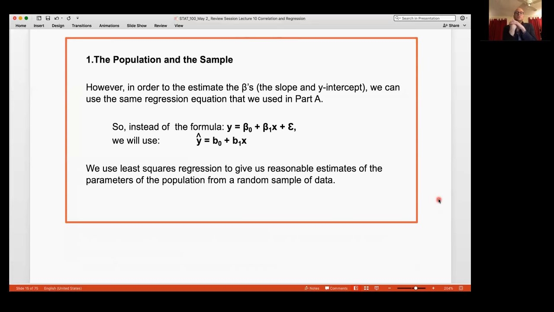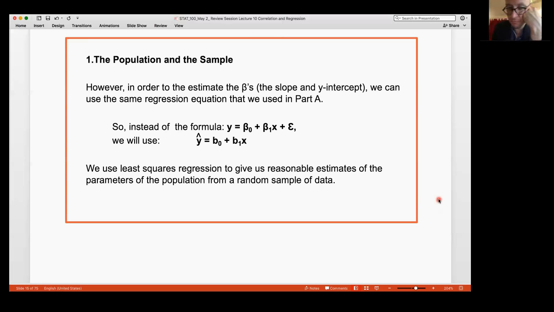So to estimate the betas, or the slope and the y-intercept, we can use the same regression line that we first printed in part A. So instead of this formula, y equals beta naught plus beta one of x plus epsilon, we're going to use y hat equals b naught plus b one of x. We use the y hat to emphasize that it is estimated, and that we don't get the true value. And we use least squares regression, as we've done before, to give us reasonable estimates of the parameters of the population from a random sample of the data.